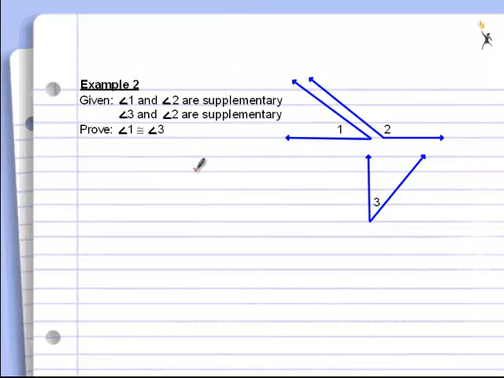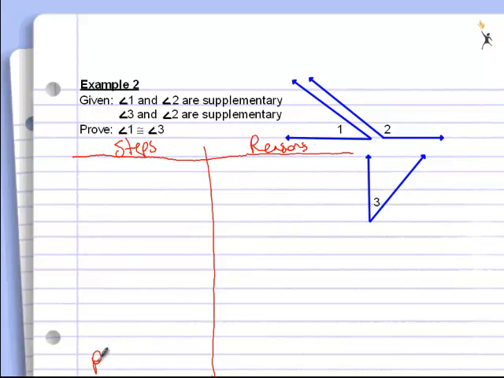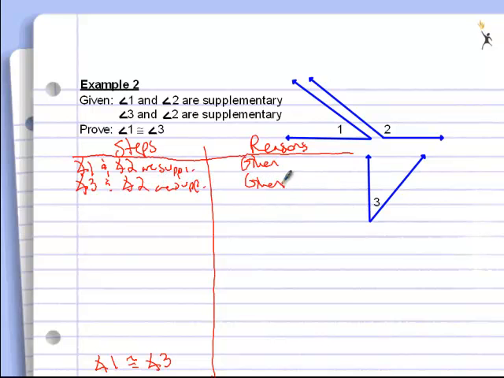Example 2 wants us to write a 2-column proof. So here we go, with our steps and our reasons. And what we want to prove is that angle 1 is congruent to angle 3. What we're given is that angle 1 and angle 2 are supplements. That's given. We're also given that angle 3 and angle 2 are supplements. That's also given.